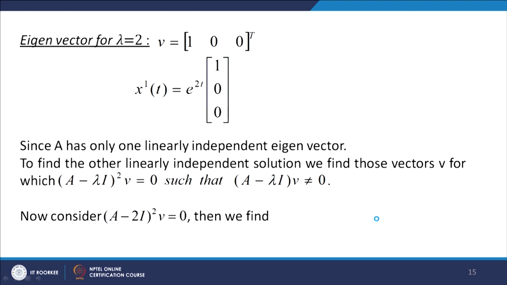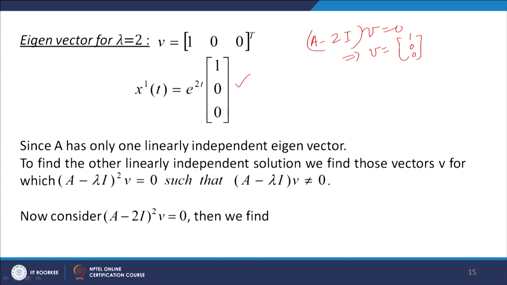Now, if you find the eigenvector for lambda equal to 2, you will see that (A minus 2 I) b equal to 0 gives you the solution b equal to (1, 0, 0). So e to the power 2 t (1, 0, 0) is one linearly independent solution of x dot equal to A x.